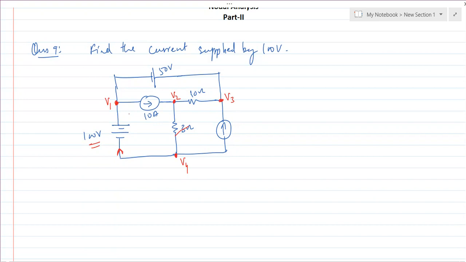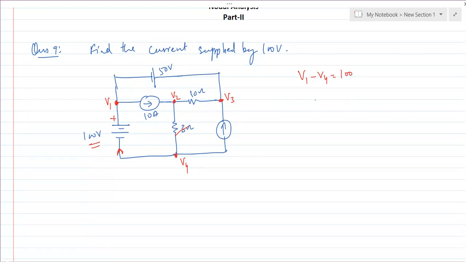Another thing is कि in between junction 1 and 4 there is a voltage 100 volt connected with positive on the upper terminal. That simply means कि we have V1 minus V4 is equals to 100 volts. Second thing is we have 50 volts connected in between junction number 1 and 3.